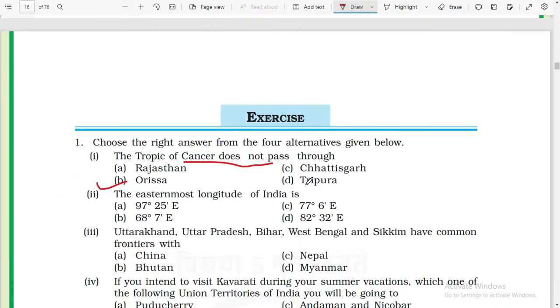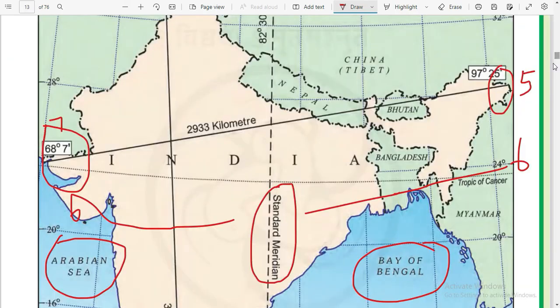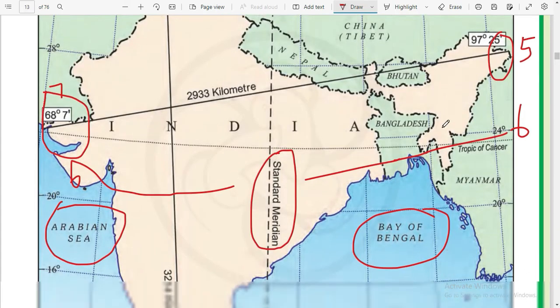The easternmost longitude of India is, which is the easternmost part? 97.25 degree east, which we have already seen. Okay, 97.25 degree east, which is the easternmost part.